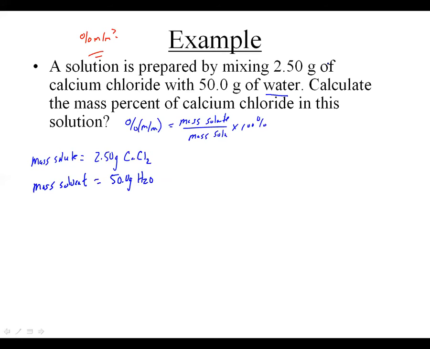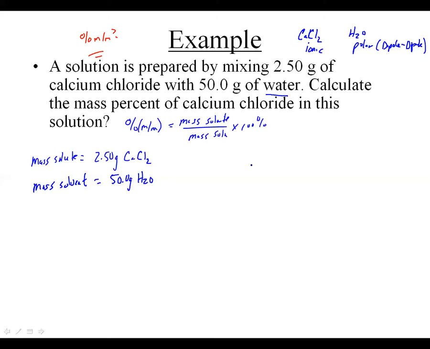And these two work really well together. Calcium chloride, which is ionic, is going to work well with water, which is polar. They're going to be able to do some dipole interaction. So they're going to mix really well together and they will be soluble in each other.